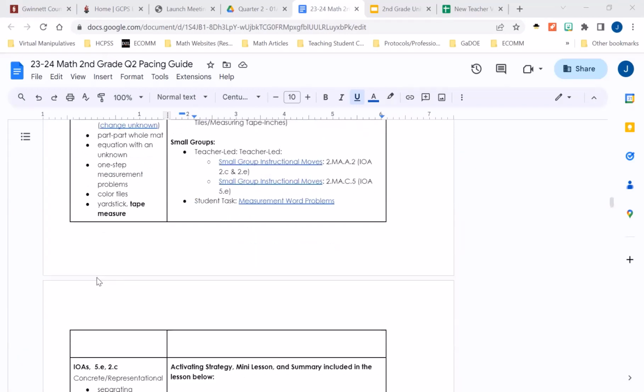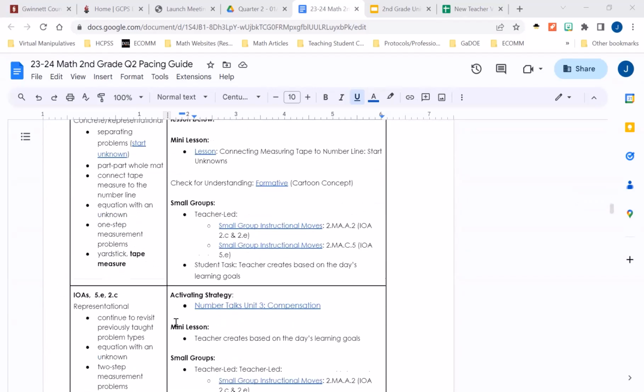Students will write equations with an unknown and progress from using a measuring tape to solve the problems to connecting a measuring tape to a number line as a strategy for solving measurement word problems. 1- and 2-step word problems have been included here because the Georgia DOE includes 1- and 2-step word problems under the strategies and methods for their IOA 2.NR2.3, which is Gwinnett's coding of IOA 2C. Finally, in this unit, we will revisit IOAs 2C, 2D, and 2E.